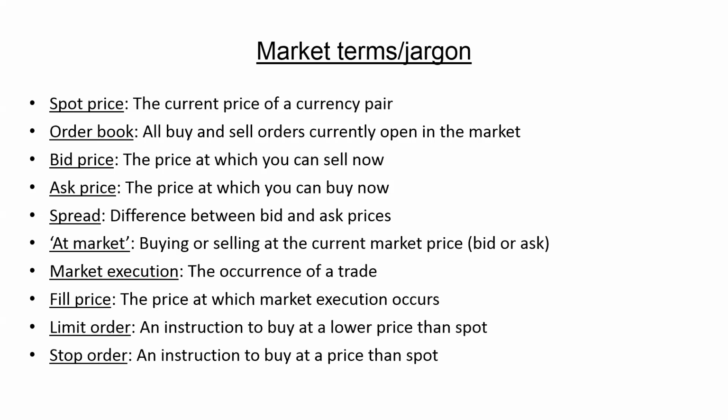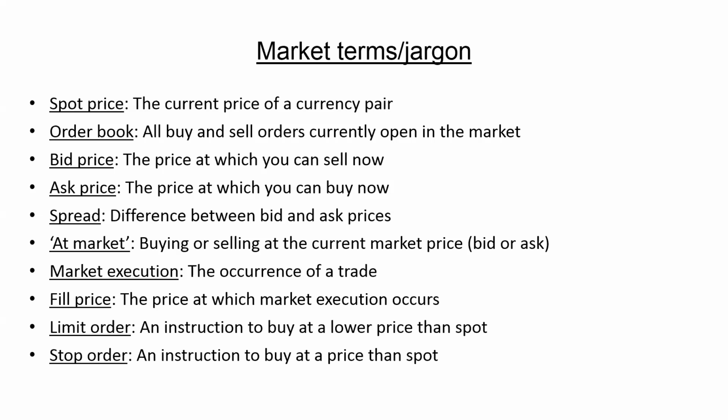At market means buying or selling at the current market price, the bid or the ask. So if you trade at the market, you're selling at the bid or you're buying at the ask price. What is market execution? This is simply the occurrence of a trade. You've bought or you've sold and you've been executed. Your trade has been executed in the market at the market price. Fill price, a fill: when your trade has been executed, it's known as a fill. If you leave an order in the market and it gets executed, you have been filled at your price.